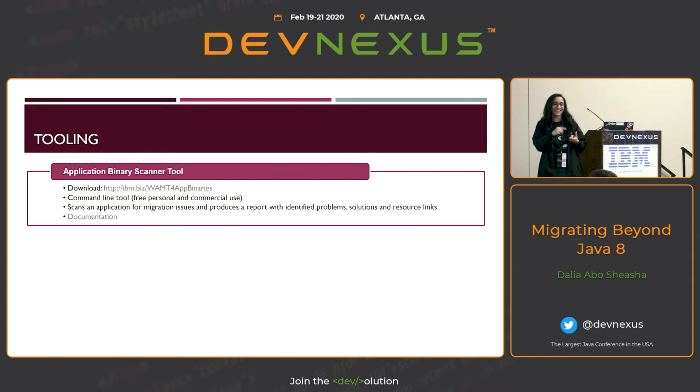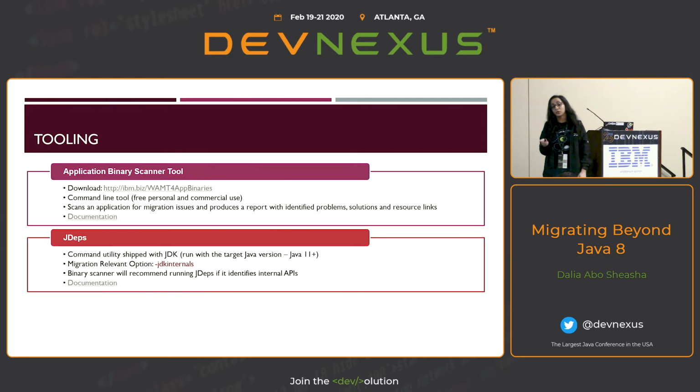What it does is it scans your application and it looks for those things that I was just talking about, missing classes, missing methods, any of those, and it tells you, by the way, you're going to have a problem if you end up migrating. So it produces a report and tells you you're going to have a problem, and I'll show you that in a bit.